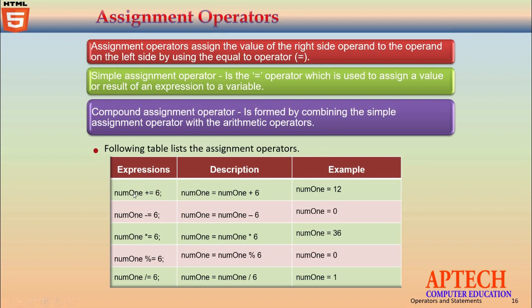Like for example, you can see num plus equal to 6. Either you write num1 is equal to num1 plus 6, or instead of this you can write num1 plus equal to 6. Num1 is equal to num1 minus 6. Instead of writing like this, you can write num1 minus equal to 6. Num1 is equal to num1 into 6. Instead of this, you can write num1 multiply equals 6. Num1 modulo equals 6. That means num1 is equal to num1 modulo 6. That is the compound assignment operator.